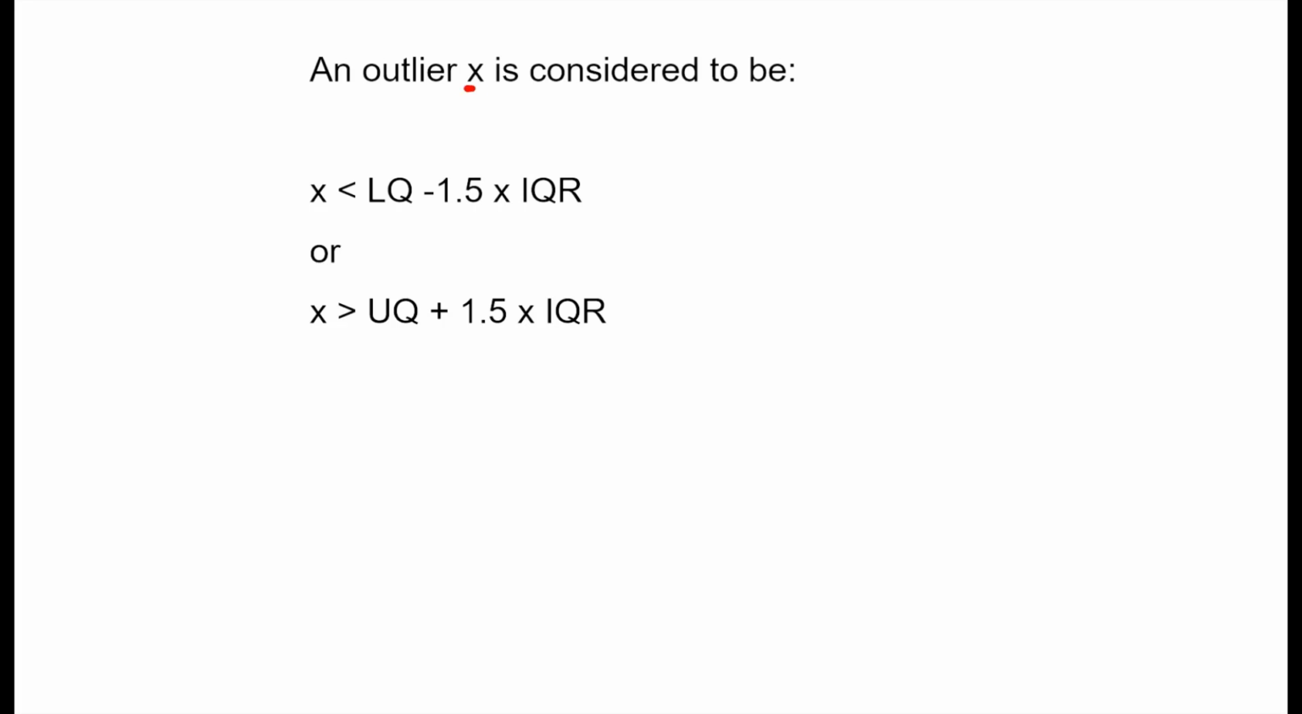So, an outlier X is considered to be either less than the lower quartile, take away 1.5 lots of the interquartile range. So we are saying it is greatly lower than the interquartile range. The same thing for above. X is considered an outlier if you take your upper quartile and add on 1.5 lots of the interquartile range. So if it's bigger than that, we say that is an outlier.